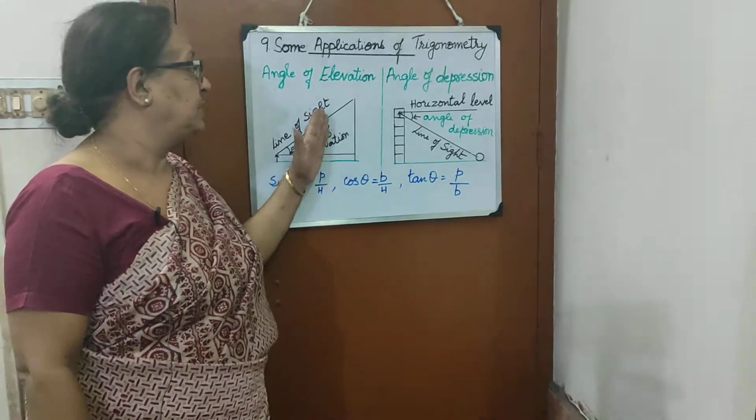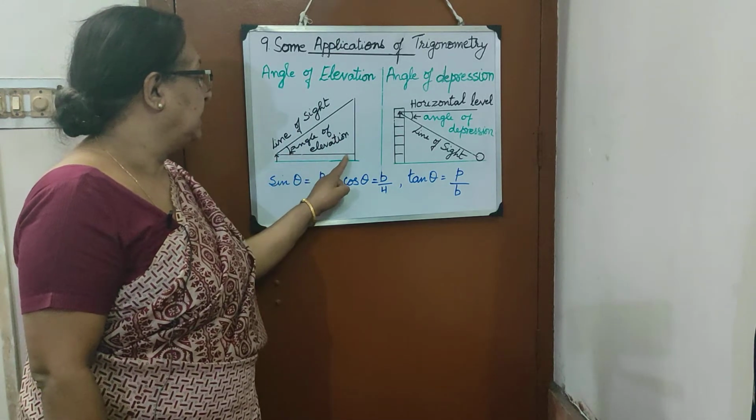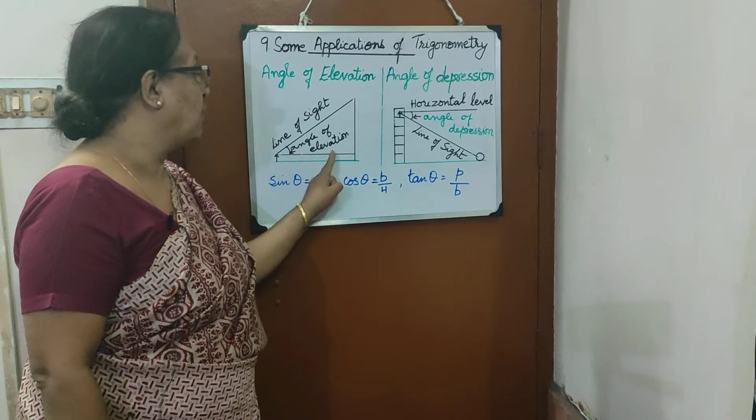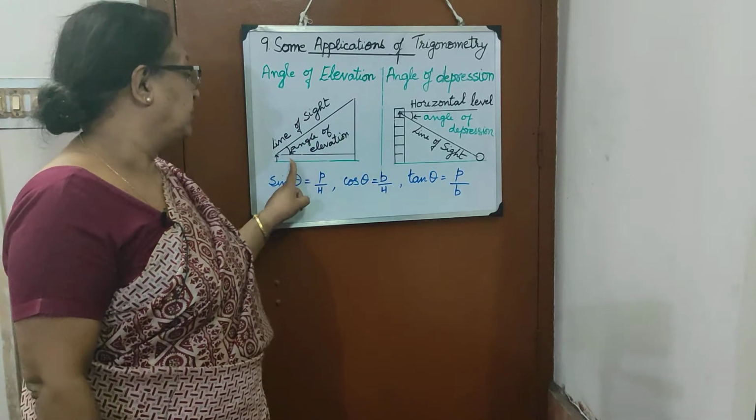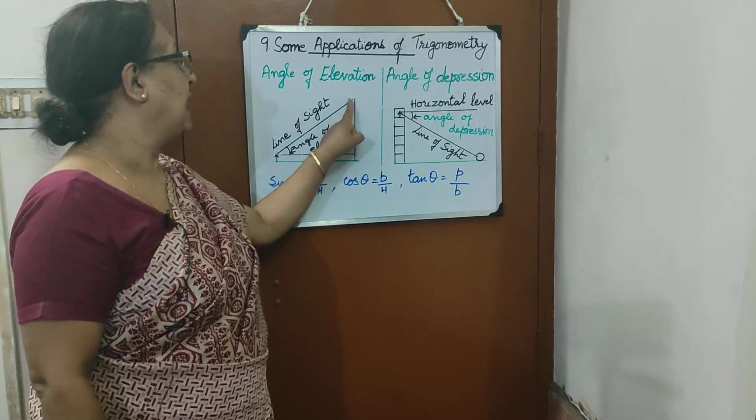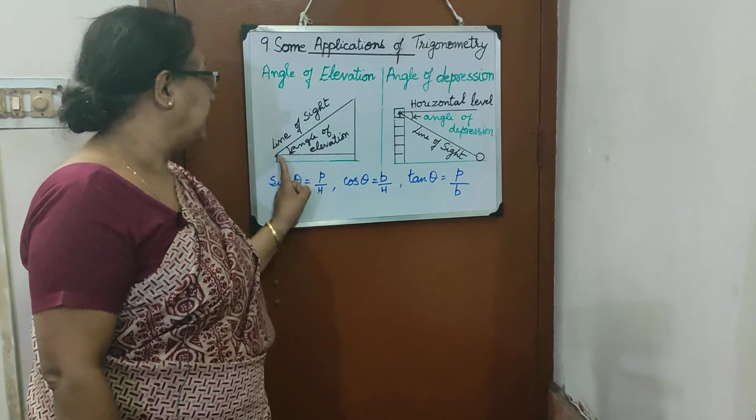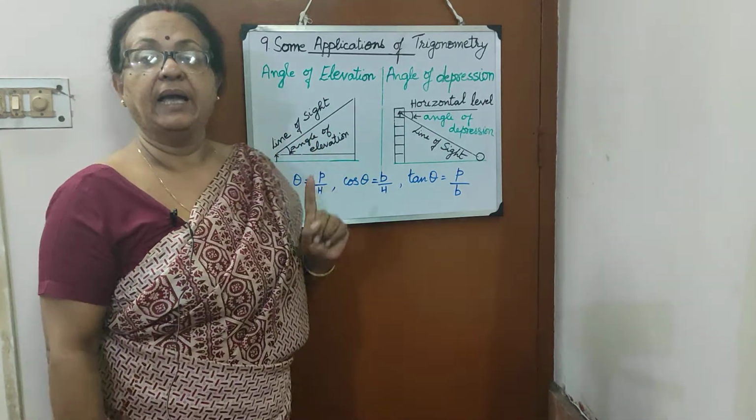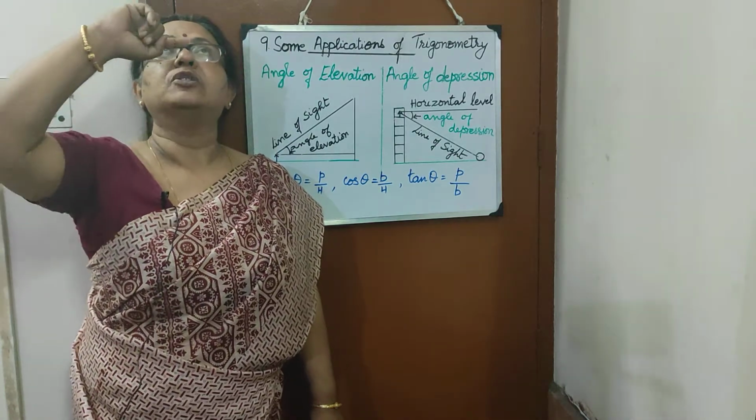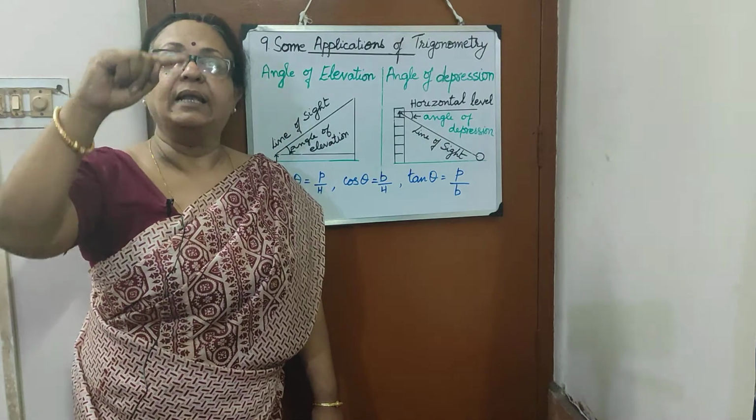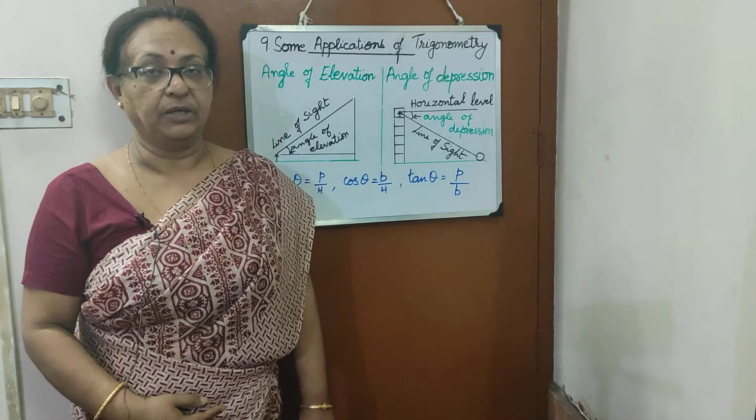You can see this figure here. A person is standing here. This is his eyes. So this is the horizontal level. Now suppose he wants to see an object placed here. He is turning his head. So this is the line of sight. So this angle between the line of sight and the horizontal level is the angle of elevation. So this is the horizontal level, I am looking up. This is the line of sight. So this angle between the line of sight and the horizontal level is the angle of elevation.